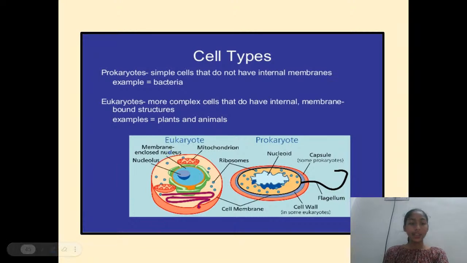Cell types. So this is very important: prokaryotic, eukaryotic. The examiner may ask you to differentiate between these two terms. Very important, please pay attention. Prokaryotic cells are simple cells that do not have internal membranes, for example bacteria. Eukaryotic cells are more complex cells that do have internal membrane-bound structures, for example plants and animals.